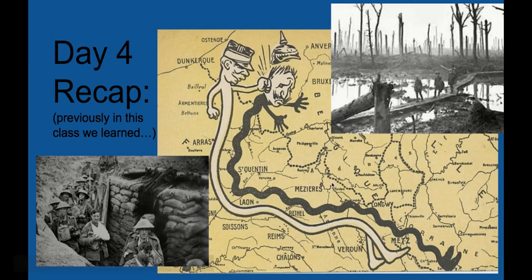This cartoon here in the middle shows us sort of kind of the race to the sea. It also sort of shows us where the trenches are, the German and the French. And this is a picture of the French, in theory, punching the Germans into Belgium.